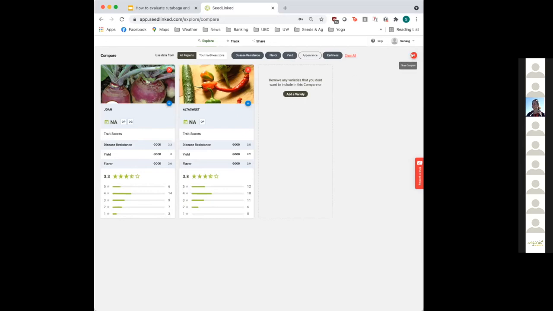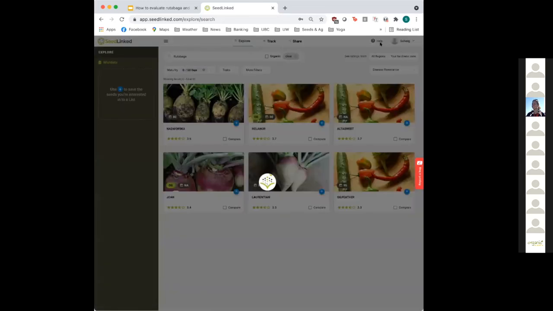So with that, Chris, would you like to screen share and show the mobile version? Indeed. I'll get this going here.